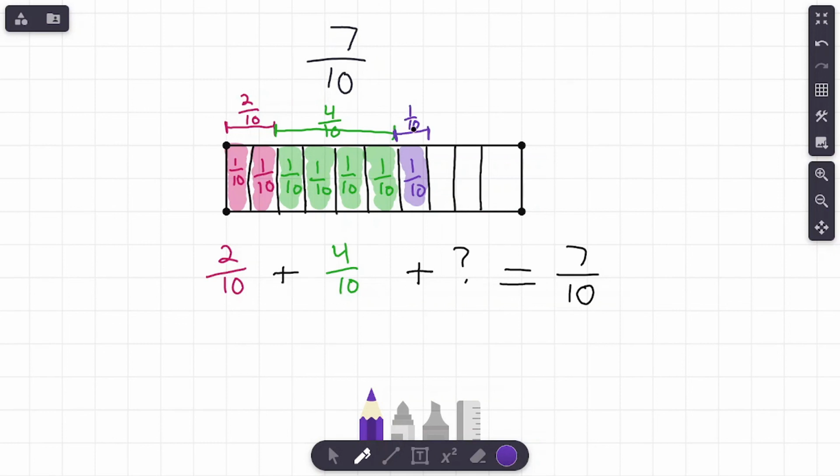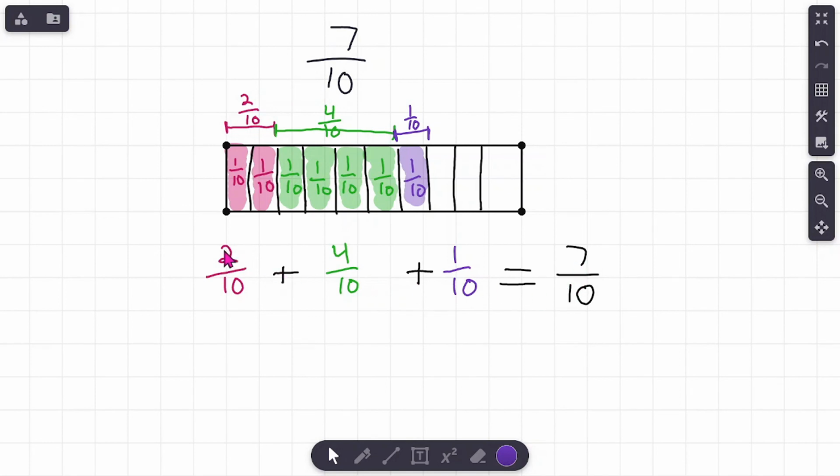So this is 1/10. Let me write it in our equation. And let's see in our model first if this is correct. So we were decomposing 7/10. Let's see, here's 1/10, 2/10, 3/10, 4/10, 5/10, 6/10, 7/10. Okay, the model looks good. Now let's look at our math equation. Let's look at our addition problem here. 2/10 plus 4/10 plus 1/10, does it equal 7/10?